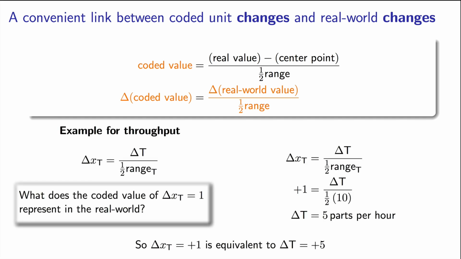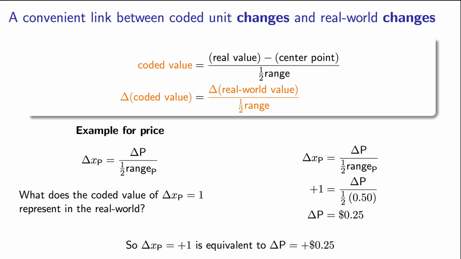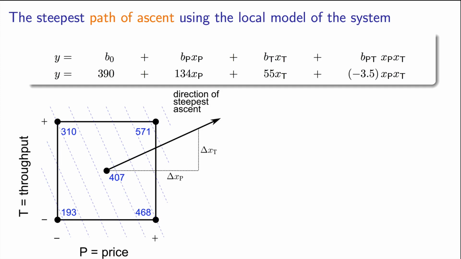So to answer the question then, 1 coded unit change in throughput corresponds to a 5 part per hour increase. That implies increasing production by 5 parts per hour will lead to an increase in profit by $55. Similarly, a 1 coded unit change in sales price corresponds to a 25-cent increase in the real world. Now we can take the steepest path up the mountain, starting at the 0, 0 baseline. One can prove mathematically the steepest path is perpendicular or 90 degrees with the contour line.